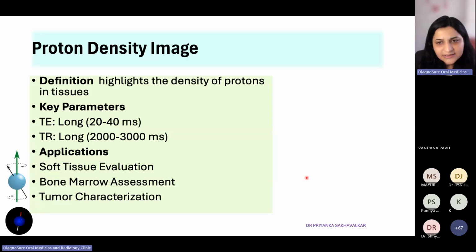So it has both long TE and long TR. And it is used for soft tissue evaluation, bone marrow assessment, and tumor characterization. It helps in assessment of tumor boundaries. It is also used to analyze joints.